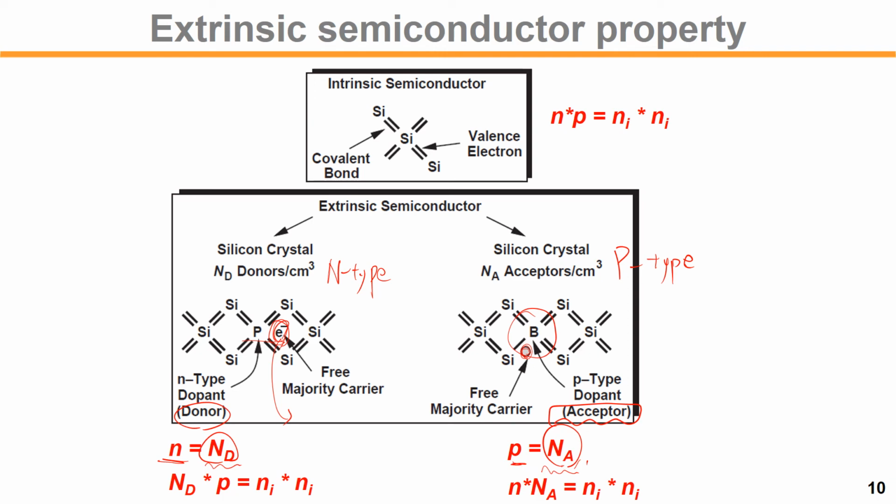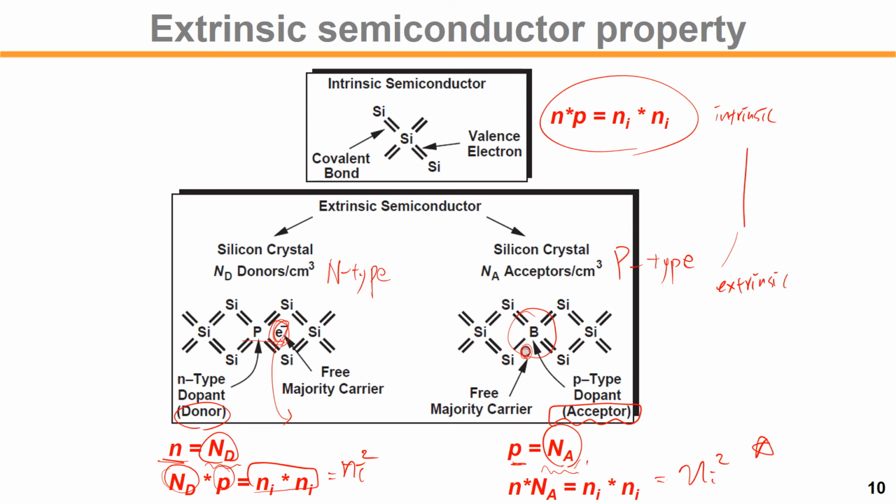So in both types of extrinsic semiconductor, we have the same equation: electron density times hole density is always equal to Ni square. On the right-hand side it's also Ni square. So it is easy and handy to manipulate with this relationship. It holds the same for intrinsic and extrinsic.